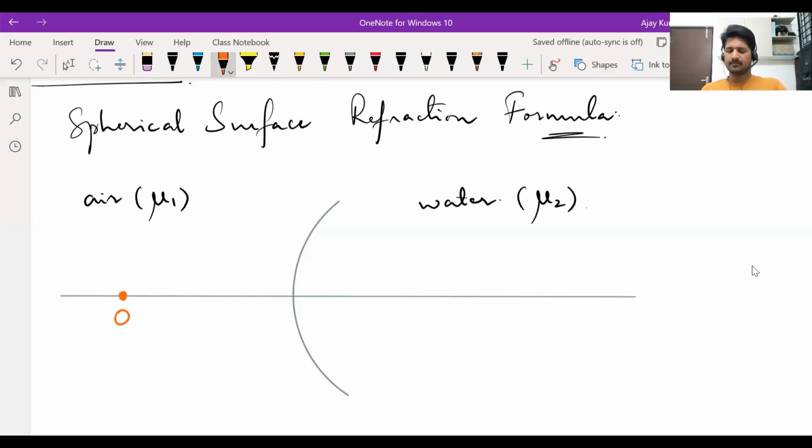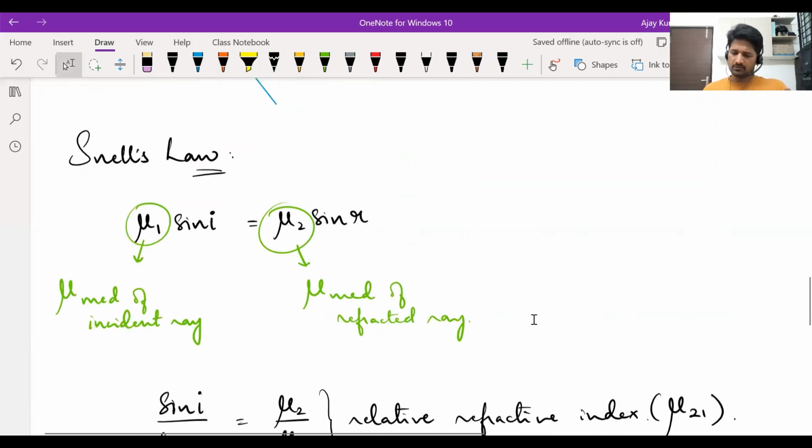We need to find out where the image forms due to refraction, not reflection. Due to reflection, we know a convex mirror, we have discussed those cases. We know what happens due to reflection. Let's see what happens due to refraction. Now, Snell's law: mu1 sin i is equal to mu2 sin r.